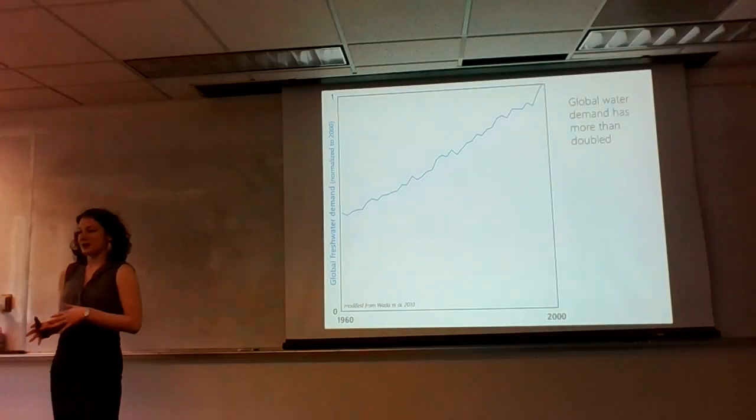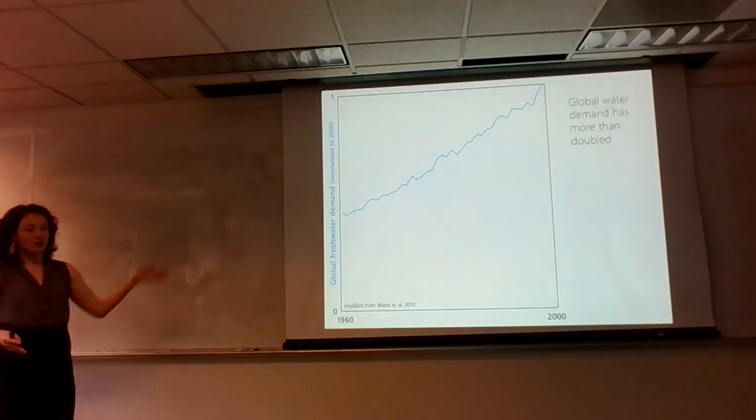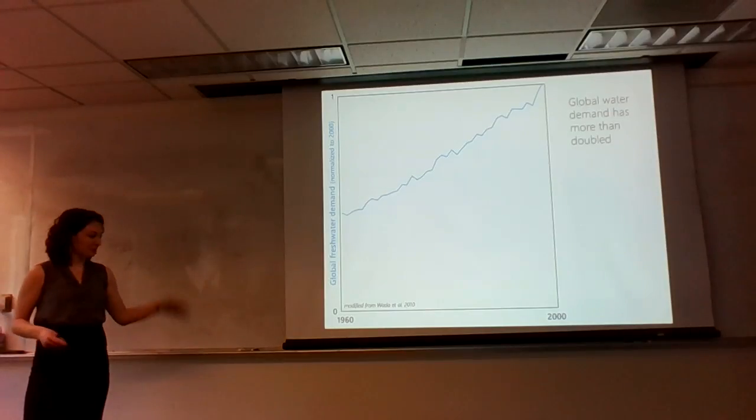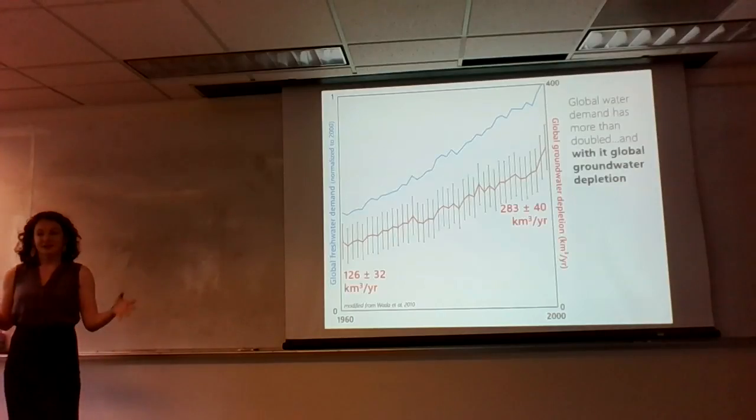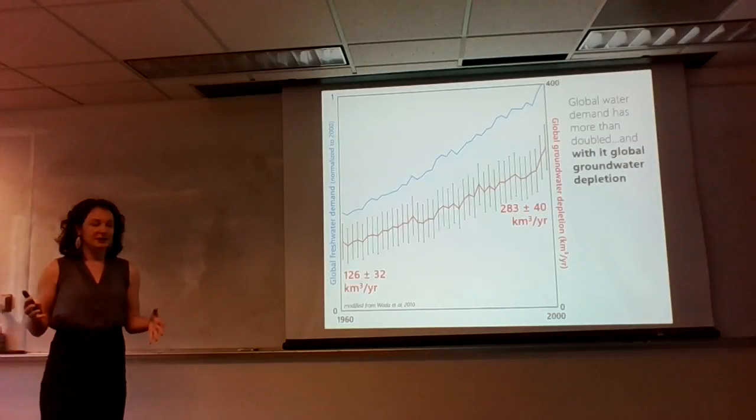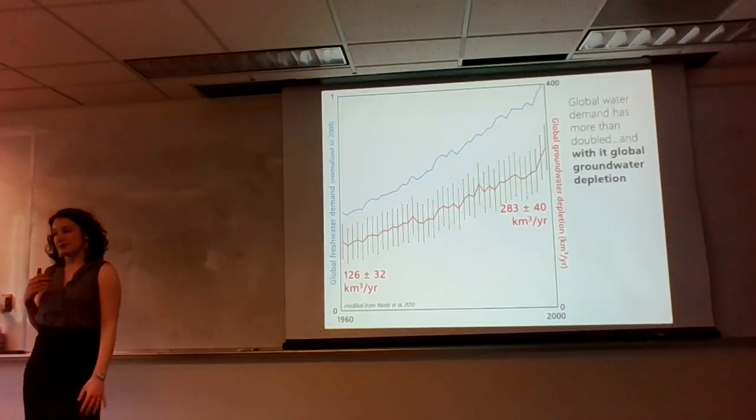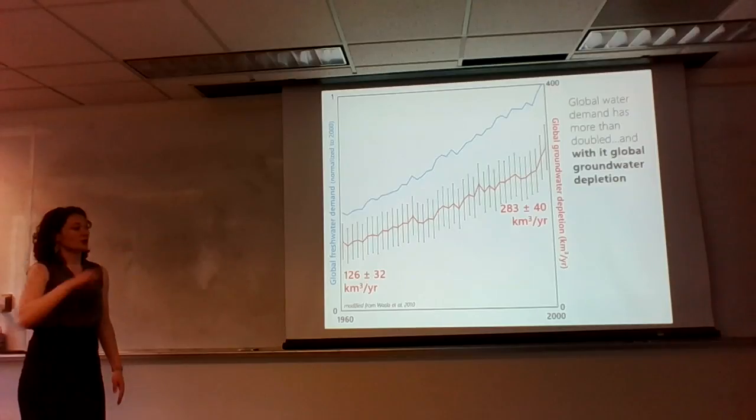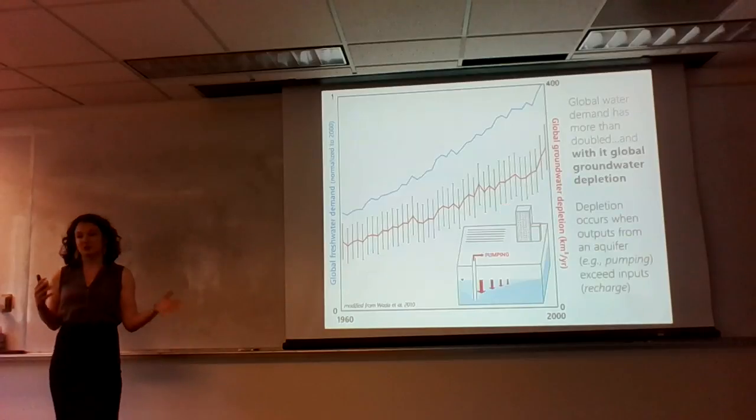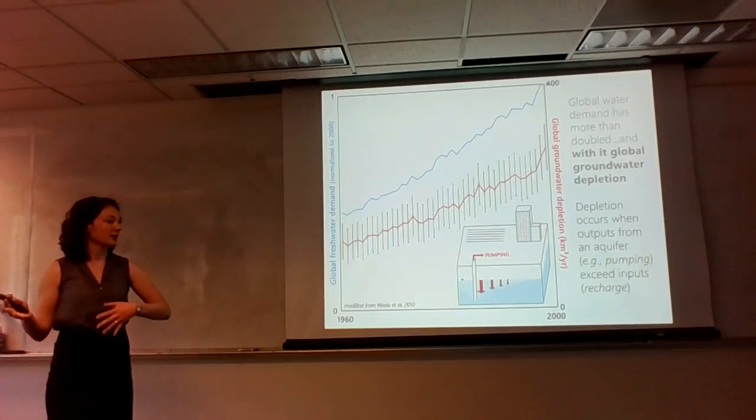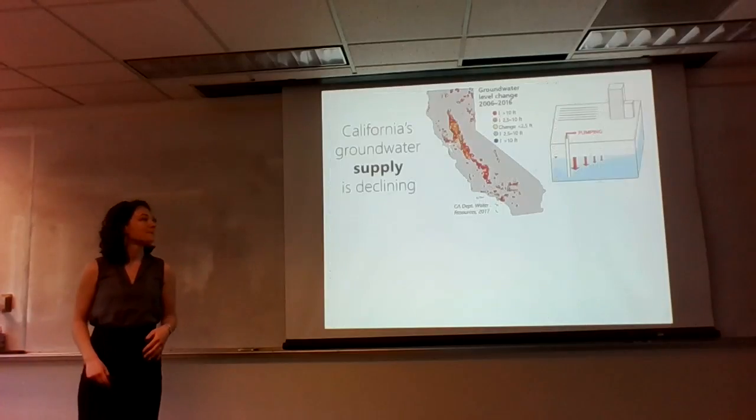Groundwater is a critical resource upon which billions of people around the world depend for their fresh water. And this figure shows that global freshwater demand has more than doubled over the time frame from 1960 to 2000. At the same time, the rate of global groundwater depletion has also more than doubled over that time frame, from about 125 cubic kilometers per year in 1960 to over 280 cubic kilometers per year in 2000. And groundwater depletion occurs when the outputs from an aquifer, including pumping, exceed the inputs, primarily groundwater recharge.